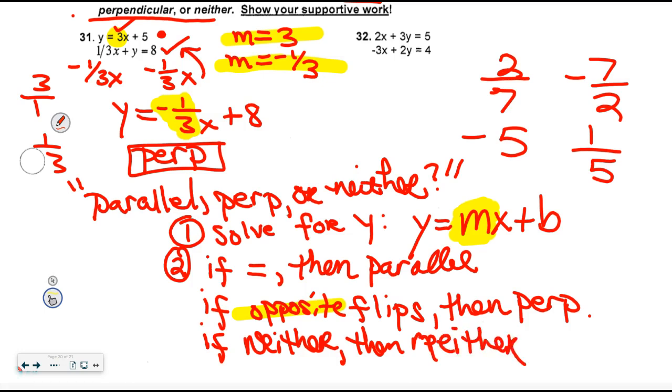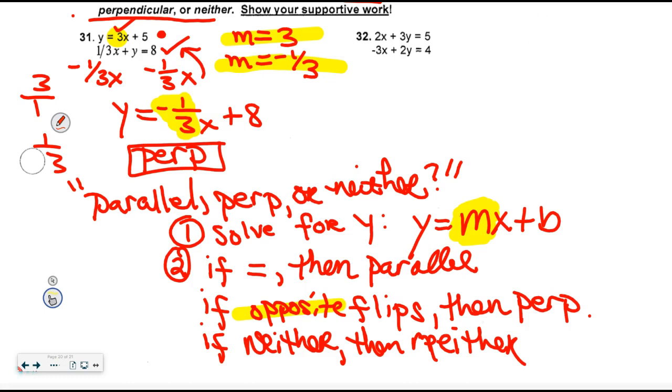So you're either going to be writing parallel, perpendicular, or neither. All right, so let's go up to number 32 and follow the steps on your note card. If 32 is on your test and it said parallel, perpendicular, or neither, you would solve it for y. You'd have to do it on both of them because neither one of them says y equals. Right, Lily? So we have to go up here on both of these.